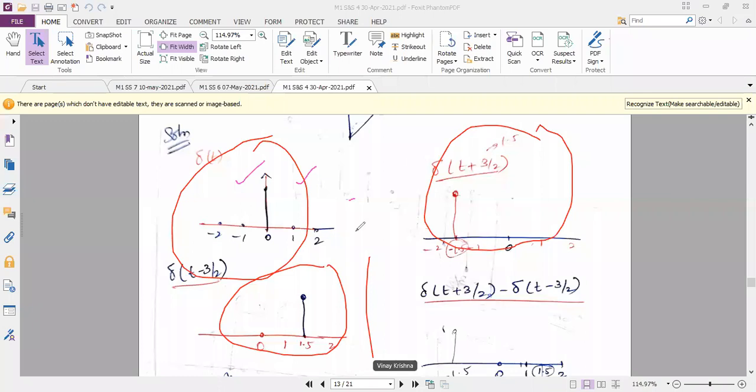Hey, somebody is Vinay Krishna, what are you doing? You are using annotation.